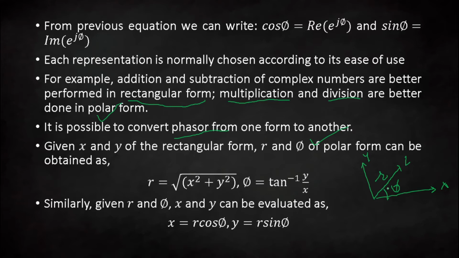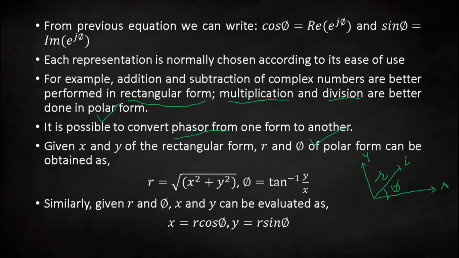If you want to find the angle phi, take tan phi, which is the opposite side, y, divided by the side next to the phasor, x. So tan phi is equal to y by x, and phi is tan inverse of y by x.